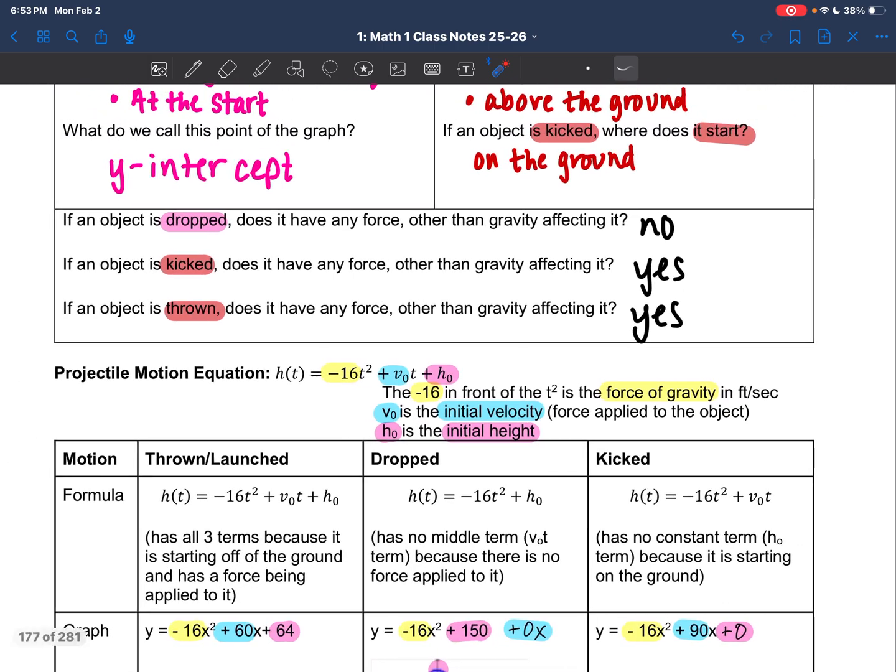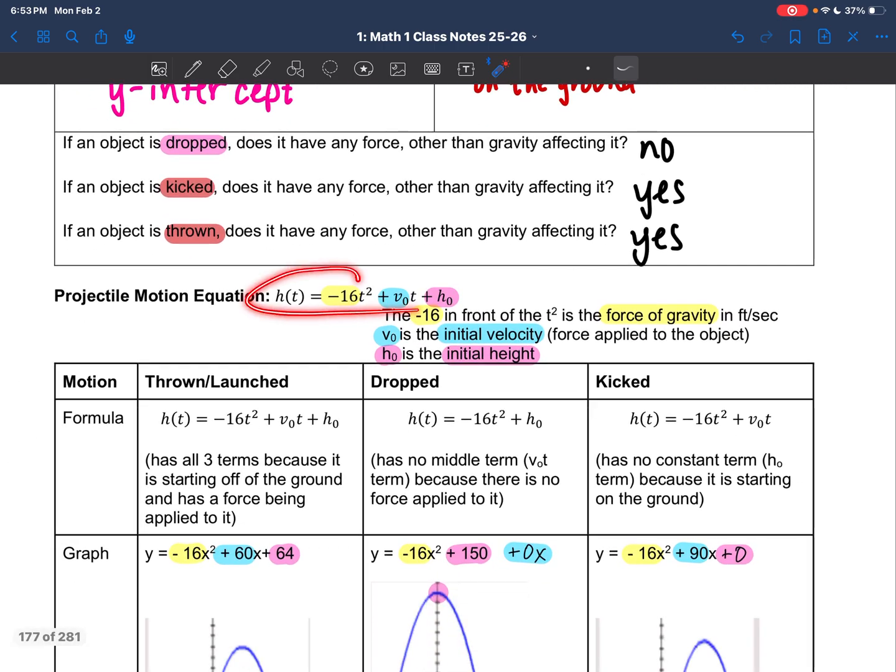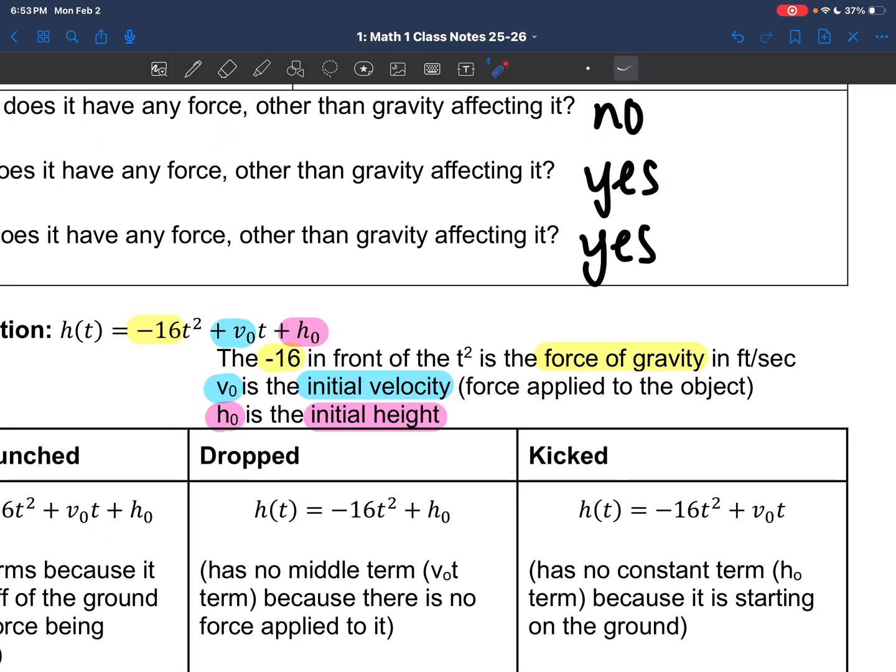So now that you know this, this is your projectile motion equation. So if you notice, a lot of these have started off with the -16 as your a value, t squared, and the -16 in front of the t squared, that's just gravity. That's the force of gravity right there. So if you drop something, that's the force of gravity. V0 is the initial velocity, so that's the force applied, and then h is the initial height. So initial velocity, initial height.